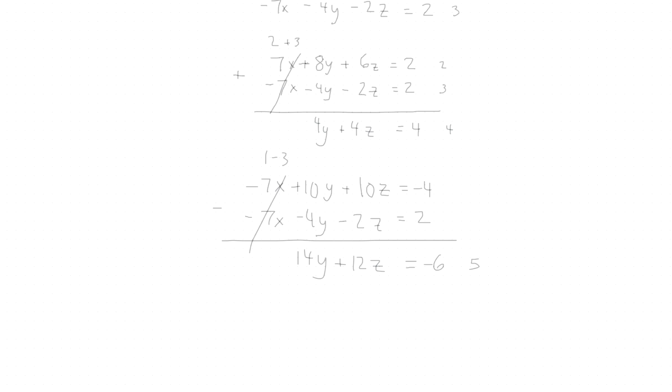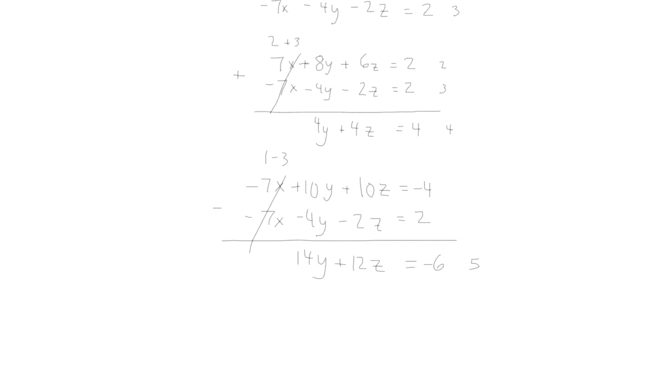So now what can we do with equation 4 and equation 5? If we add them, we would have another equation. But we don't want to add them. We want to eliminate either the y or the z. In other words, we want to solve for the y or the z. Look at equation 4. What's the coefficient of the y and the z? They're both 4.